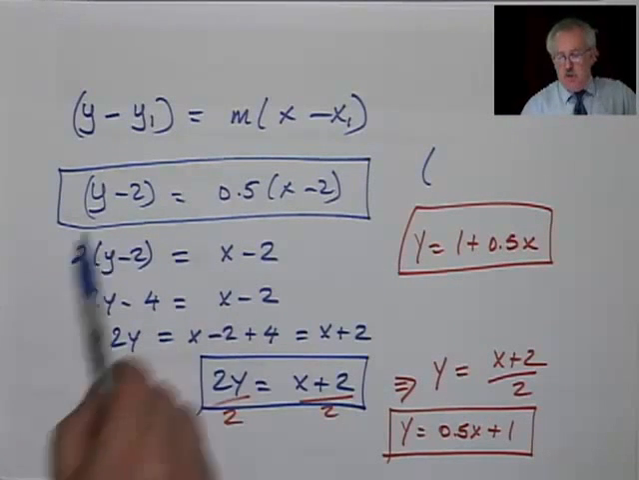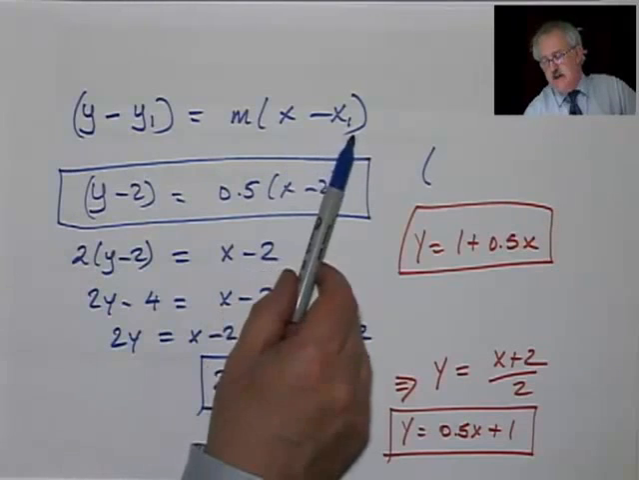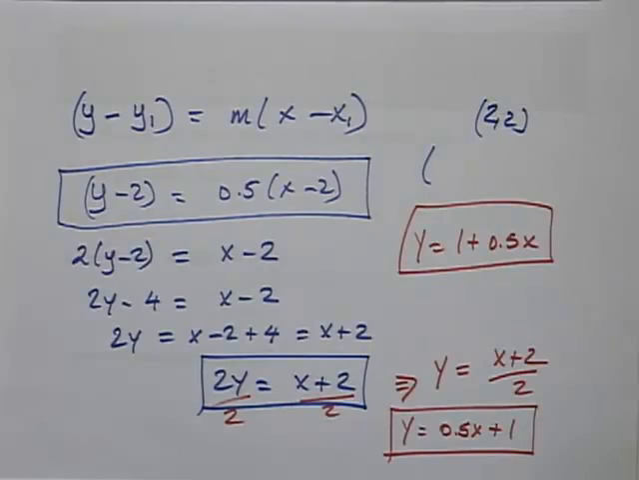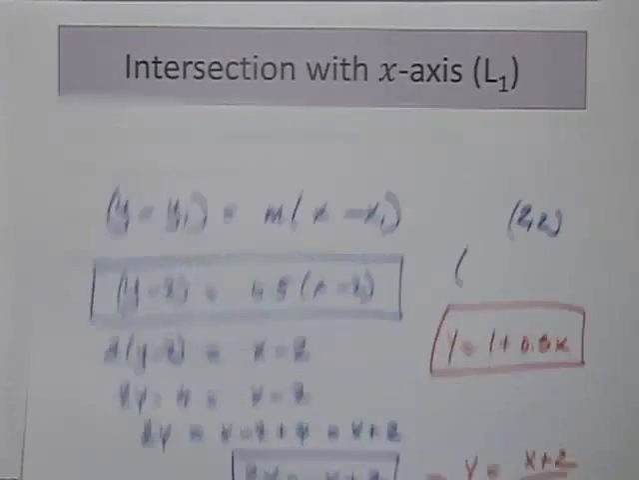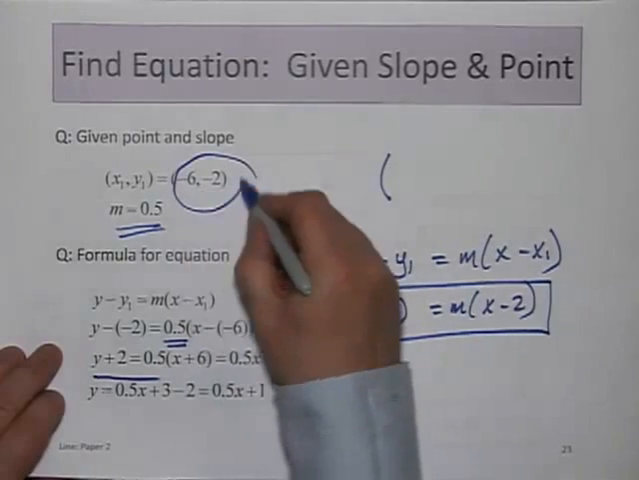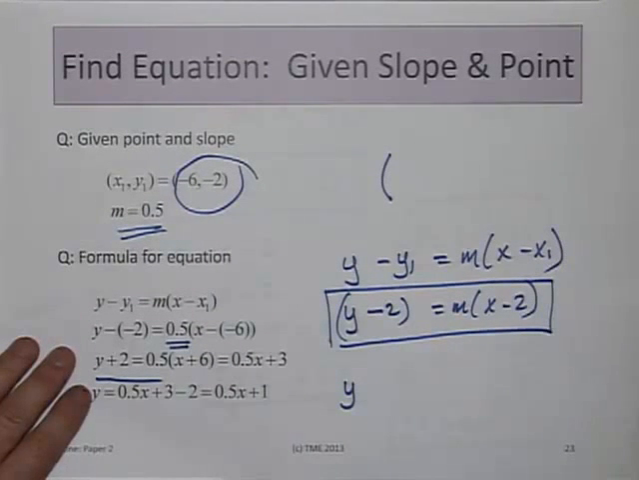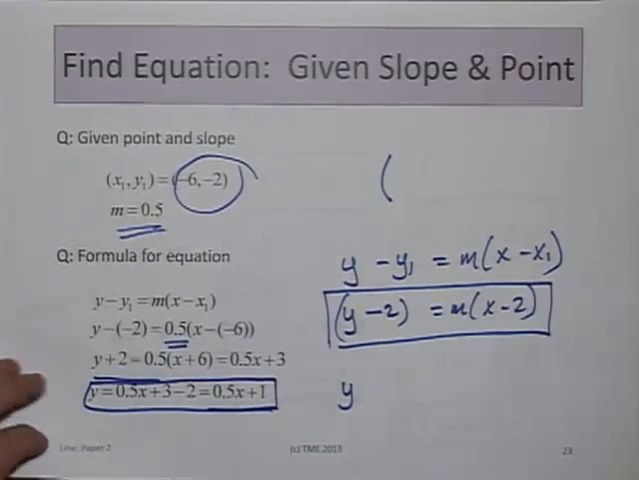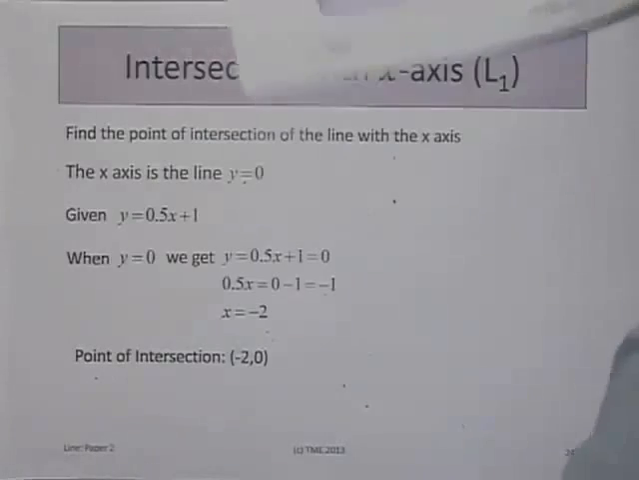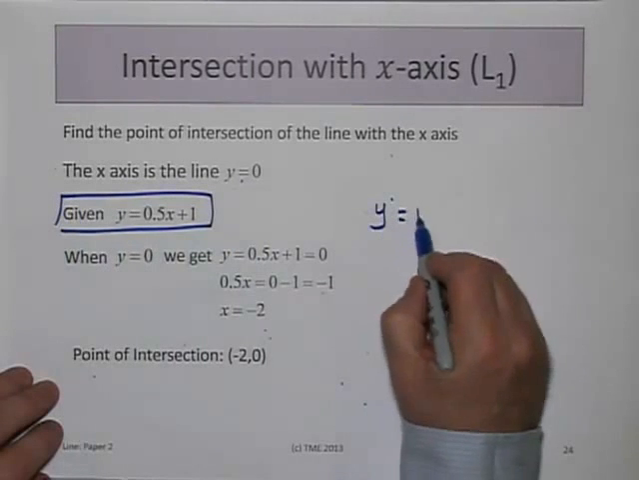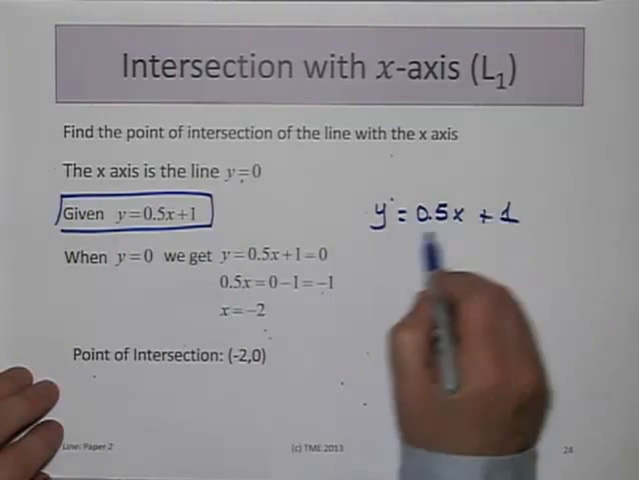Now, I just chose, when I was doing y minus y1, x minus x1 here, to use the point 2, 2. Because it was just one of the 2 points that I knew were on the line. But in the previous page, we used the point minus 6, minus 2. We could have used that point instead, and we turn out with exactly the same equation. So it doesn't matter which one you use. Okay? So we now know the equation of the line, and we say it's this. Y is equal to 0.5x plus 1.